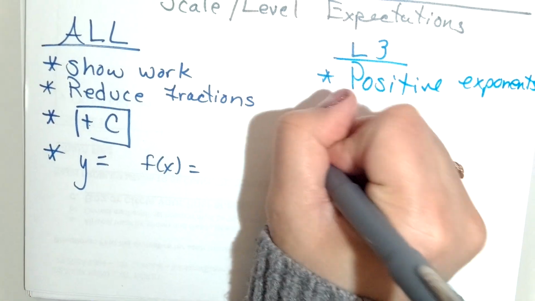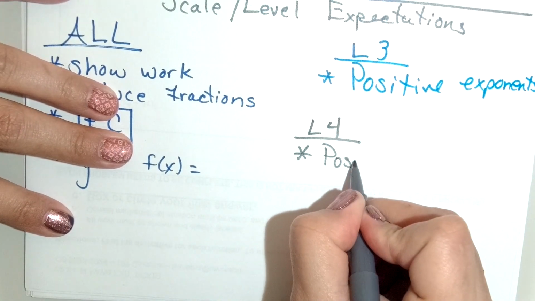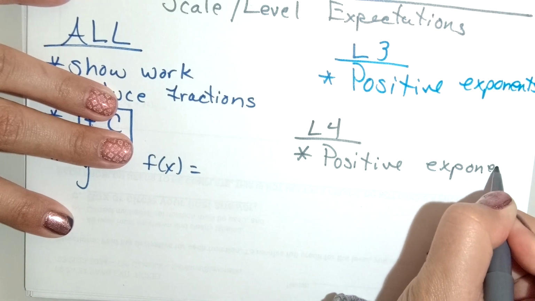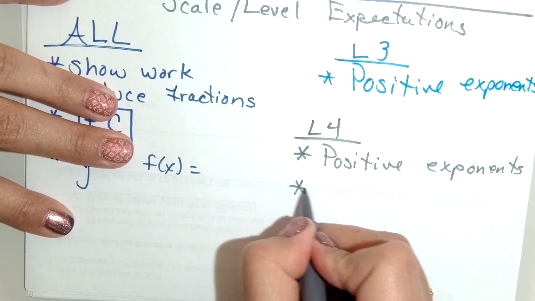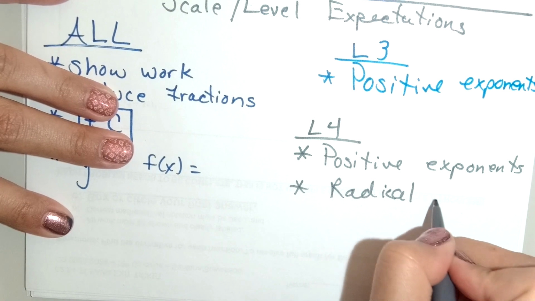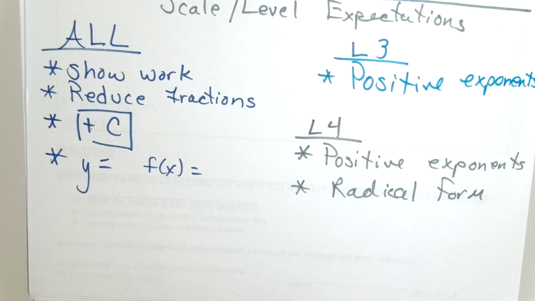For level 4, you also need positive exponents and radical form. So not fractional exponents, you need to put it back under the square root, under the cubed root, the fourth root, etc., etc.